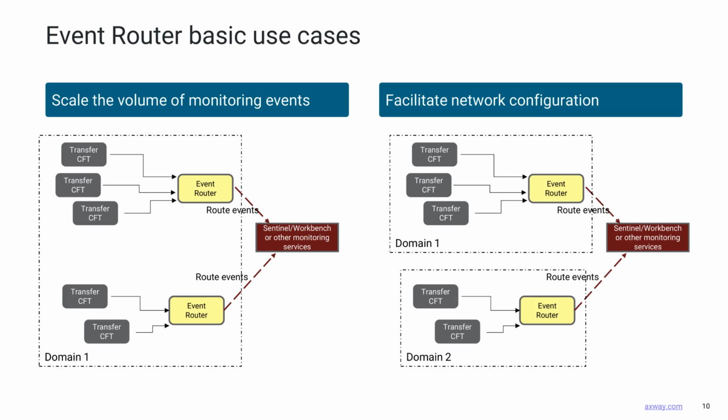First important usage is to scale the volume of monitoring events between CFTs with buffering and Sentinel. This use case is particularly relevant for TransferCFT due to the potential presence of multiple CFT instances and a high volume of events that need scaling. The second usage is to facilitate network settings. In this use case, the customer might deploy only one Sentinel with CFT products distributed across different networks that have varying security levels. Here, Event Router is recommended to consolidate all monitoring event traffic between CFTs and Sentinel.